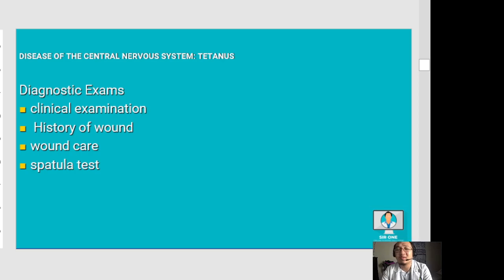Okay, diagnostic exams, we have the clinical examination, meaning the clinical picture. The history of the wound is also very important. Wound care, just to mention from the history of the wound, and spatula test. And this spatula test is done using, of course, a spatula, but if you don't have any spatula, you can use a tongue depressor and then you elicit the gag reflex. If the patient gags, it's negative for possible tetanus. But if the patient did not gag, it's like the experience when you brush your tongue and you elicit the gag reflex, right? But if it's absent, there is a chance that the patient is positive for tetanus.